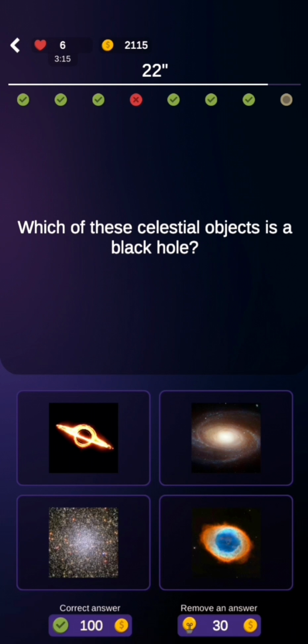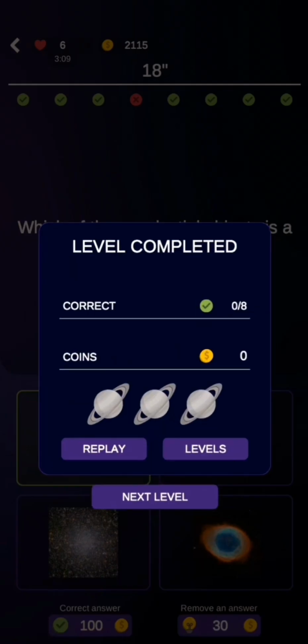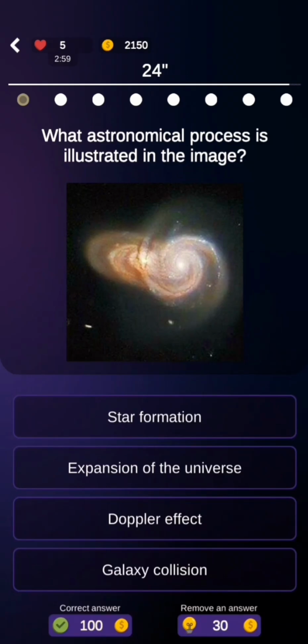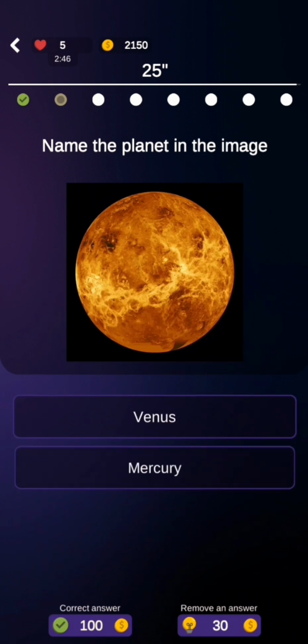Which of these celestial objects is a black hole? Ooh. For any of those who haven't seen Interstellar, go watch it right now. The black hole. Probably would have been realistic black holes. I'm right. What astronomical process is illustrated in the image? Bro, that's the collision of galaxies or galaxies hugging each other. You know, you gotta use positive words here. Embrace. Bro, they're colliding. Wiping out all the light.